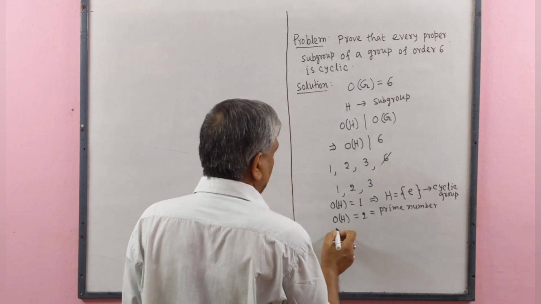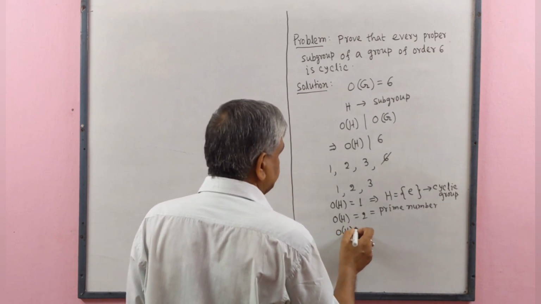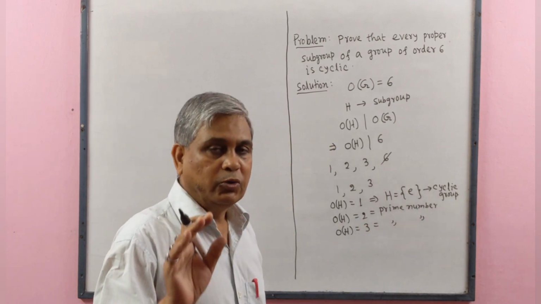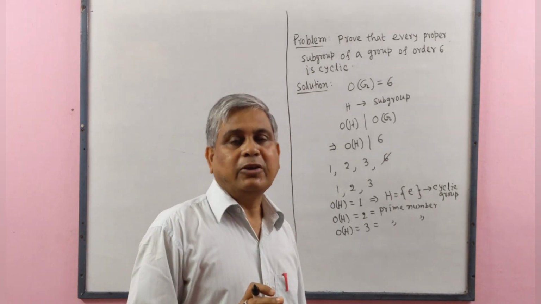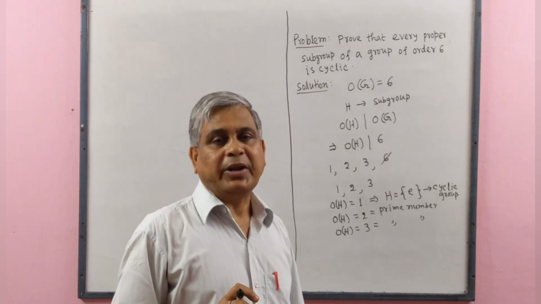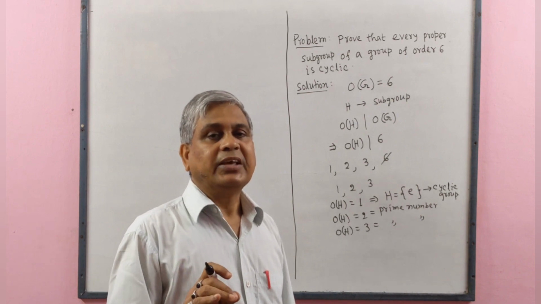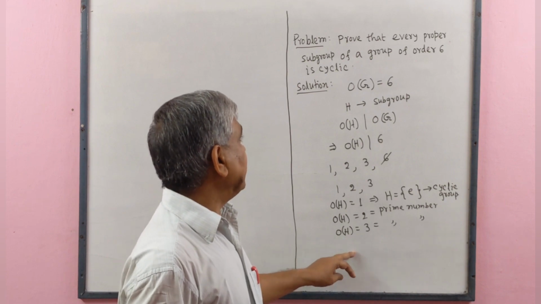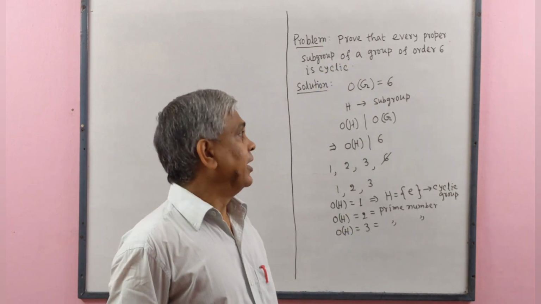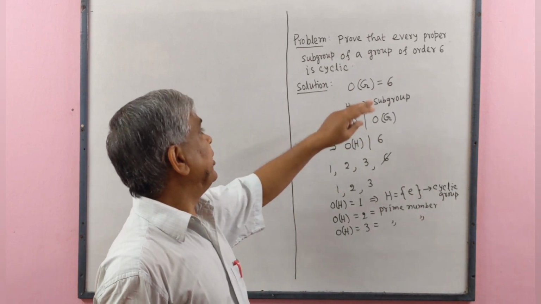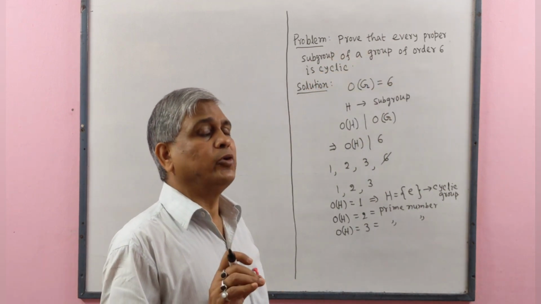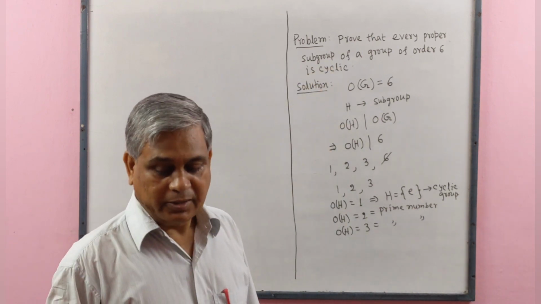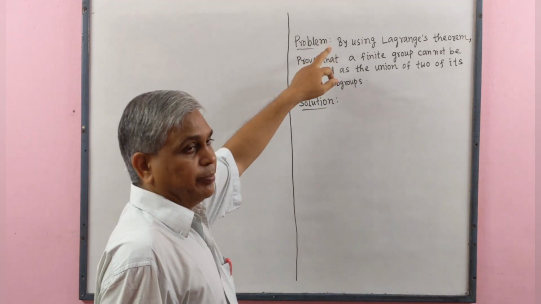Again, let order of H equal 3, and this is also a prime number. We know that every group whose order is a prime number is a cyclic group. Therefore, H is a cyclic subgroup of G. Hence, we get that every proper subgroup of a group of order 6 is cyclic. Proved. Now we solve the next problem.